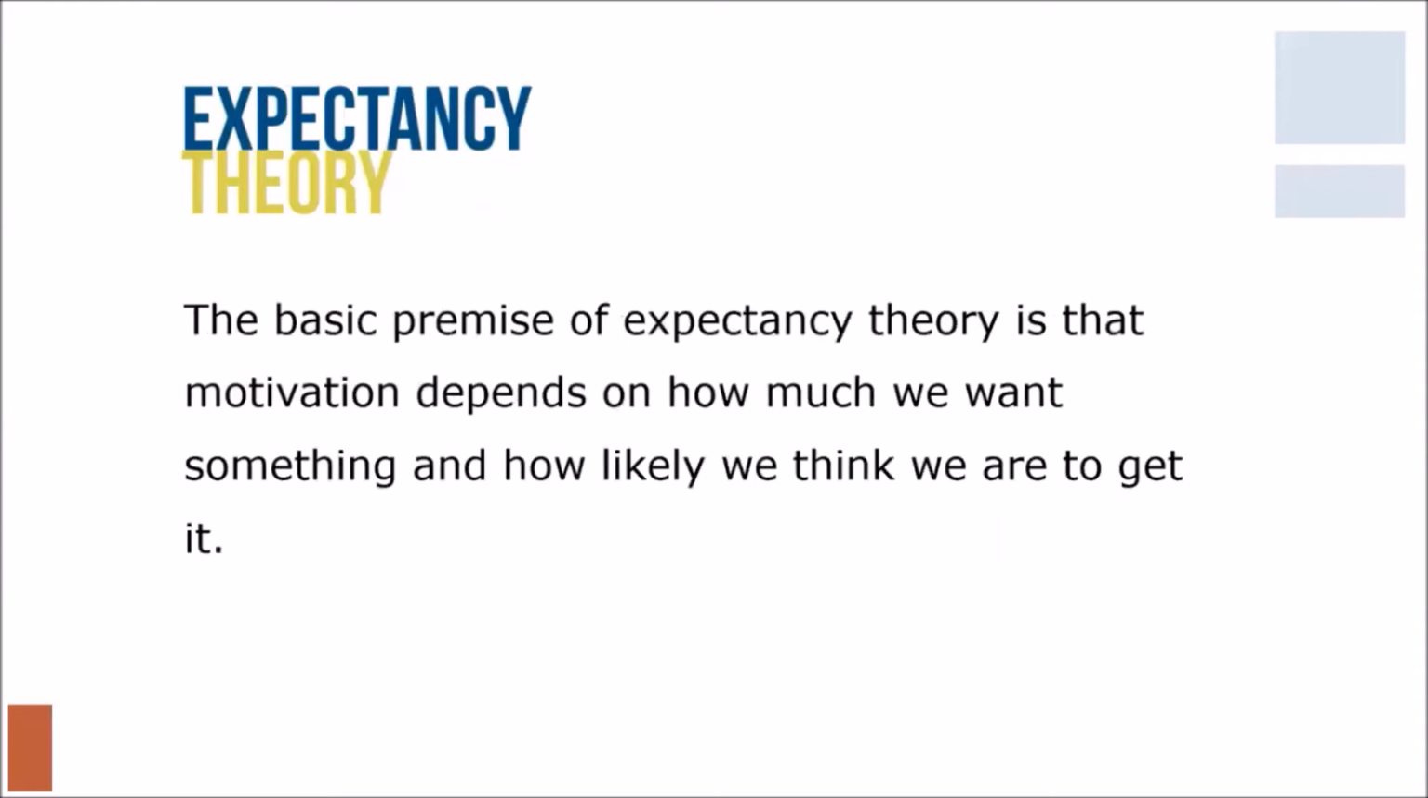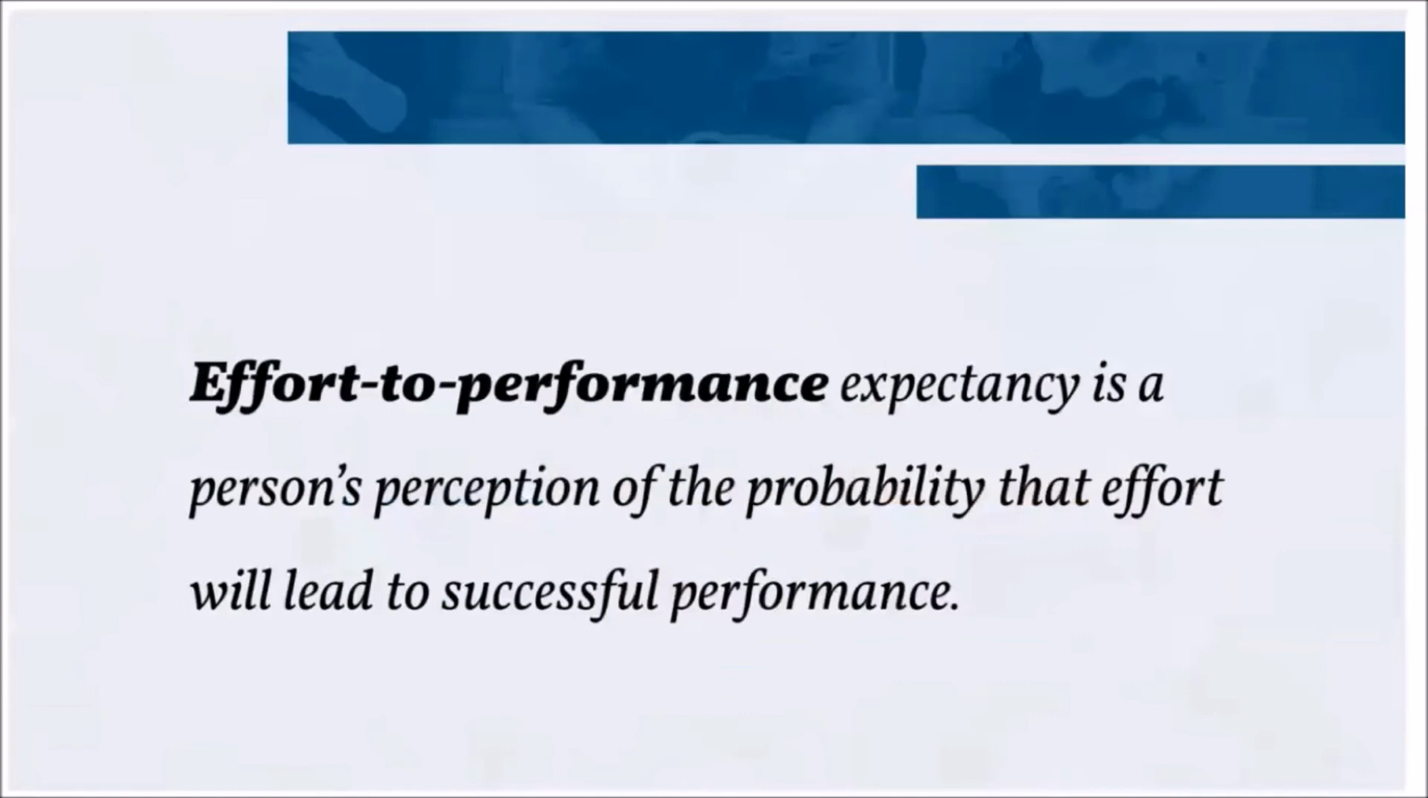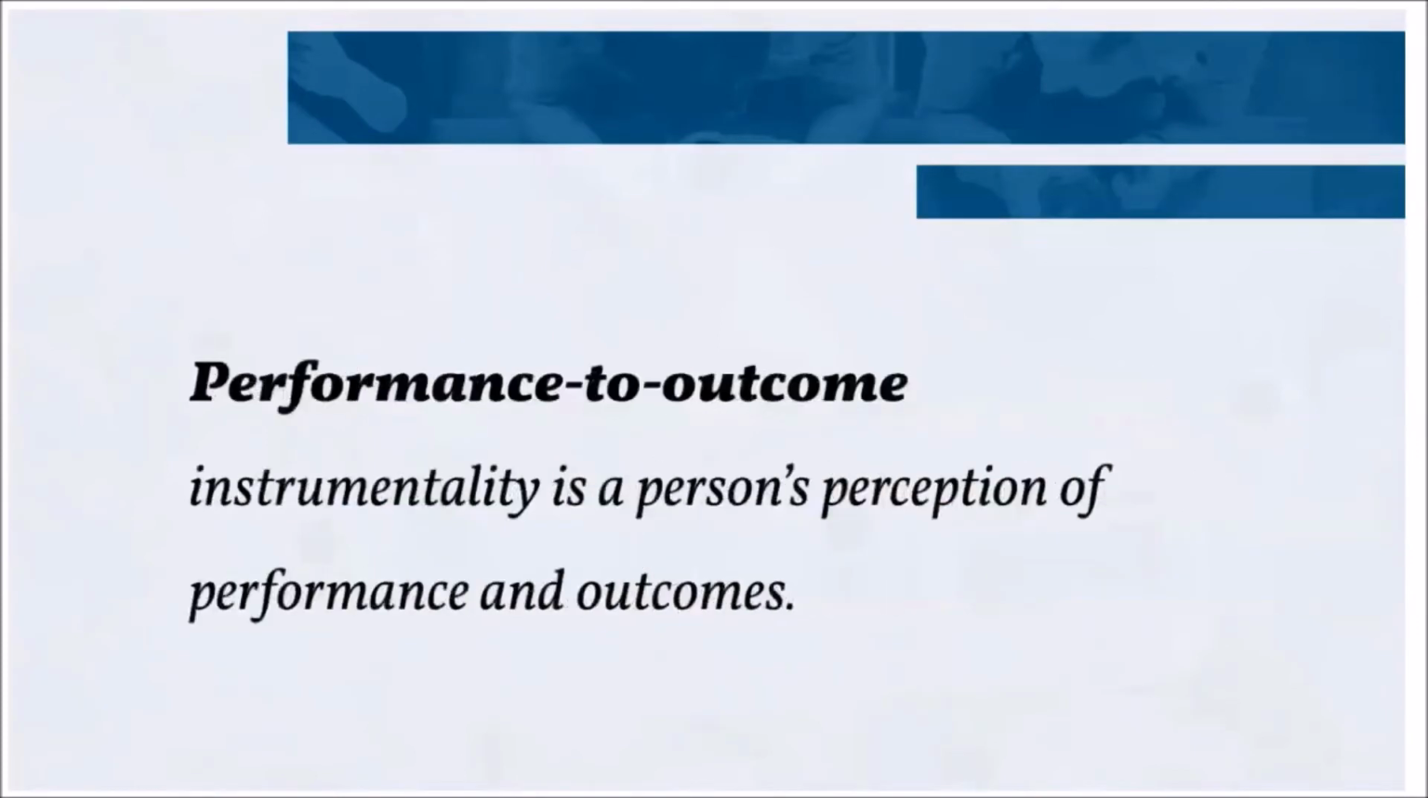The basic premise of expectancy theory is that motivation depends on how much we want something and how likely we are to get it. This figure summarizes the basic expectancy model. The model's general components are effort, the result of motivated behavior, performance, and outcomes. Expectancy theory emphasizes the linkages among these elements, which are described in terms of expectancies, instrumentalities, and valences. Effort to performance expectancy is a person's perception of the probability that effort will lead to successful performance. Performance to outcome instrumentality is a person's perception of the probability that performance will lead to certain other outcomes.